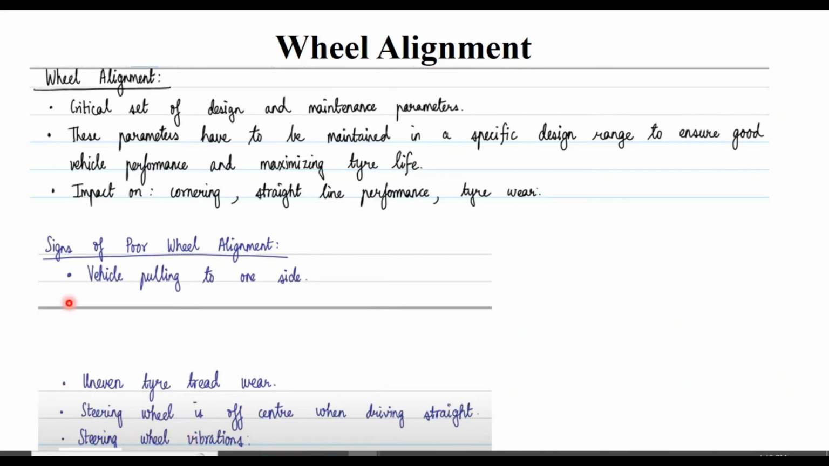Wheel alignment is a critical set of design and maintenance parameters. These parameters have to be maintained in a specific design range in such a way that it ensures vehicle performance and helps maximize the life of the tire. It also has an impact on cornering, straight line performance, and tire wear. So hence wheel alignment is very important.